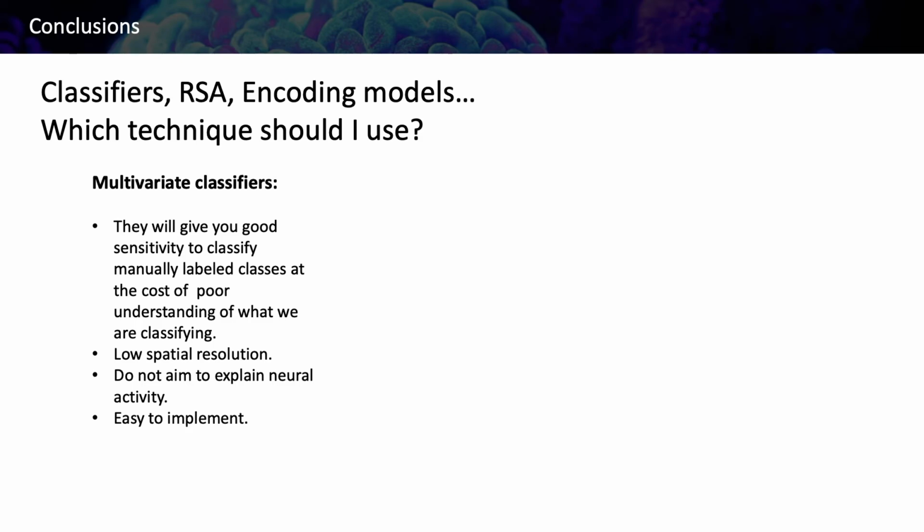So you don't really need to think too much. You just feed the model or the algorithm with the different patterns, you give the labels, and then you cross-validate. And if it's over the chance level, that means that there is information.